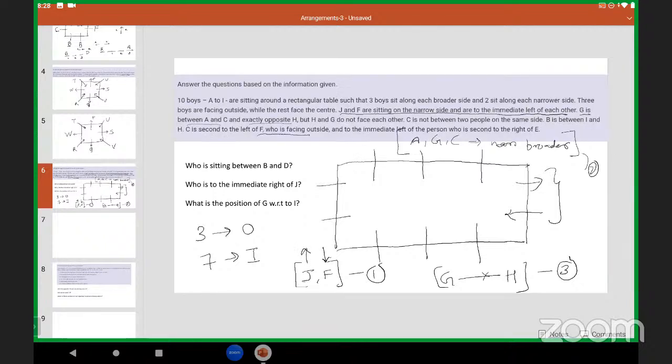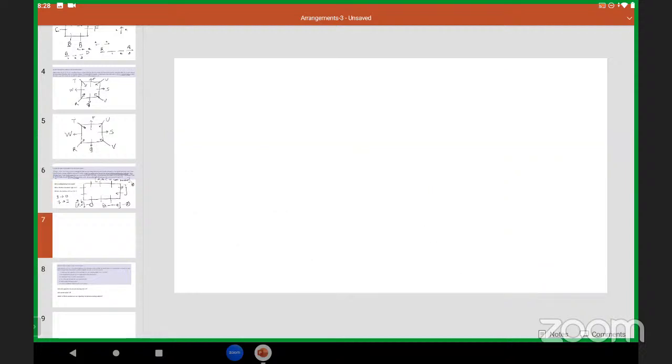And C is to the immediate left of the person who is second to the right of E. They are talking about C again. So this is a kind of complex one. What can we do in this case? Considering all the sides which need to be considered, always try to solve such questions in a circular form.